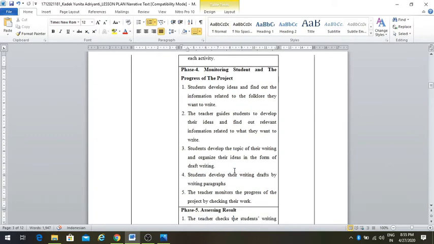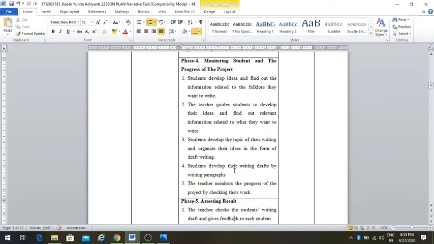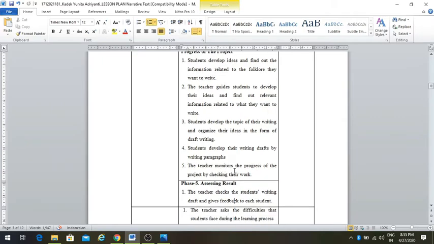Okay, after that, let's move to the fifth activity, in phase 5, which is assessing the result. The teacher will check the students' writing draft and give feedback to each student. So after the students make the draft writing of their ideas toward the story, the teacher will check the writing.